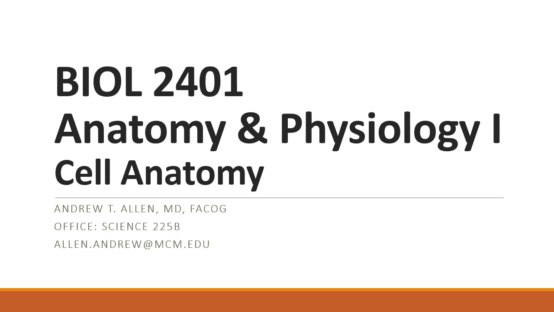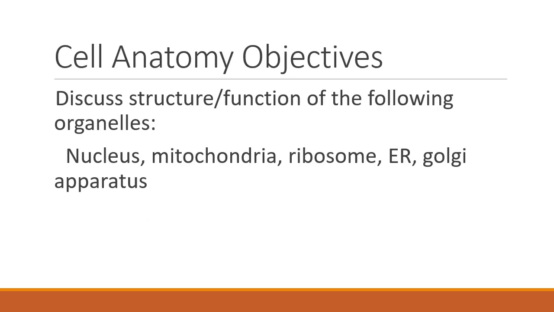We're going to talk about cell anatomy in this lesson. Here are your objectives. This is not going to be a comprehensive overview of cellular anatomy. In fact, you could take whole courses on just that. But we're just going to talk about the very basic stuff necessary to continue on in this course of anatomy and physiology. These organelles are going to be highlighted: the nucleus, the mitochondria, the ribosome, endoplasmic reticulum, that's ER, and then the Golgi apparatus.